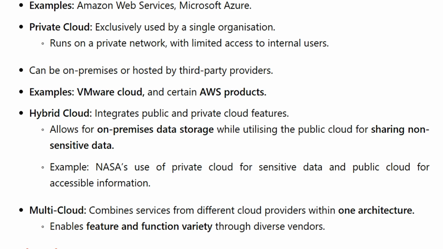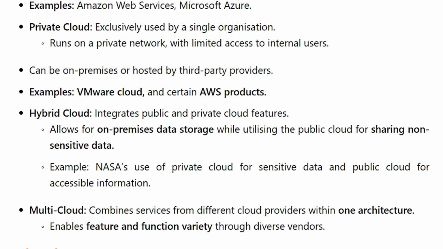Examples: Amazon Web Services, Microsoft Azure. Private cloud: exclusively used by a single organization. Runs on a private network, with limited access to internal users. Can be on-premises or hosted by third-party providers. Examples: VMware Cloud, and certain AWS products.